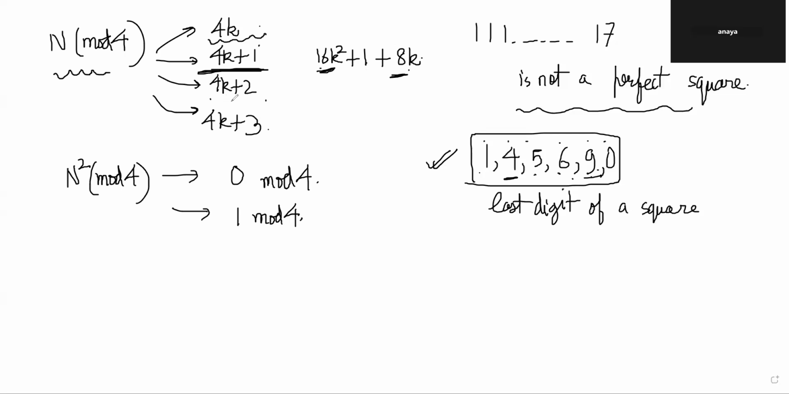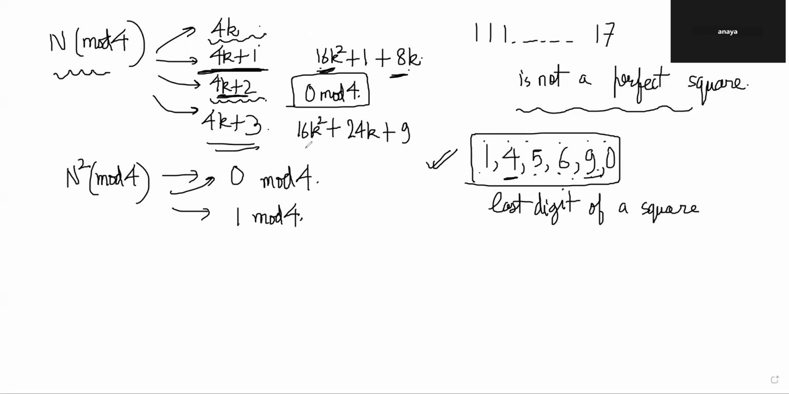If it is this type of number, you can see that 2 is already a factor of this, so it will be 0 mod 4 after squaring. Why? Because 2 into 2k plus 1, squared, becomes 4 into 2k plus 1 whole square. So again it is becoming 0 mod 4. And finally, for this type of number, it will be 16k square plus 24k plus 9. These two are divisible by 4, and 9 is 1 mod 4, right? So still it comes to 1 mod 4 only.